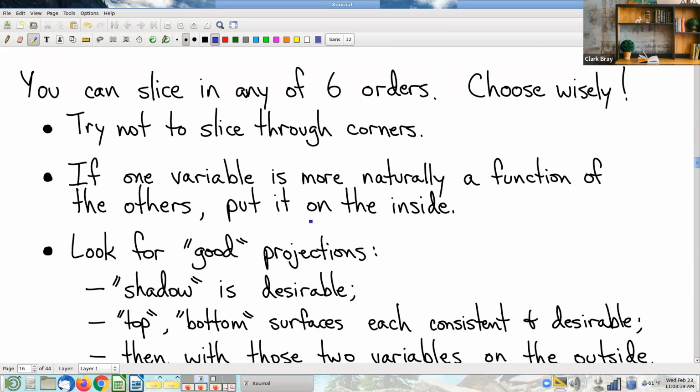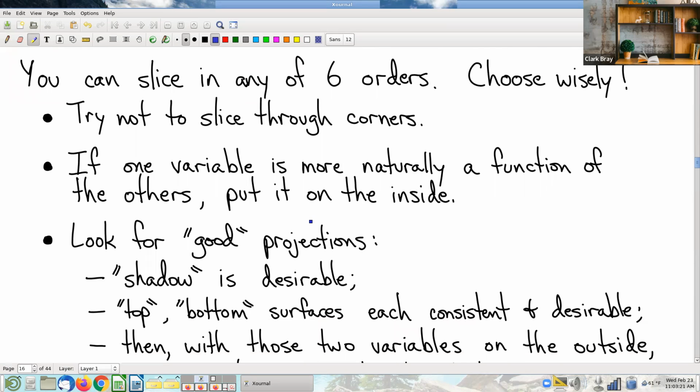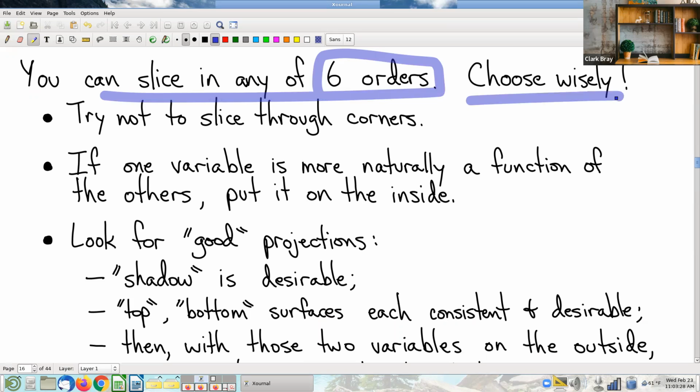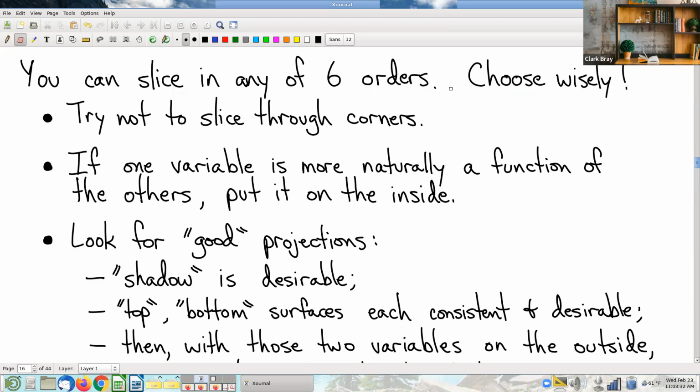Some generic advice. We're probably not going to have time for the next example today, but you have 6 different orders to choose from. It's very often an important decision, so think it through really carefully. Two bits of advice carry over from double integrals. Try not to slice through corners. Largely the same reasons, sort of 3-dimensional versions of ultimately the same reasons as for double integrals. And it's geometrically really easy to see happening, right?